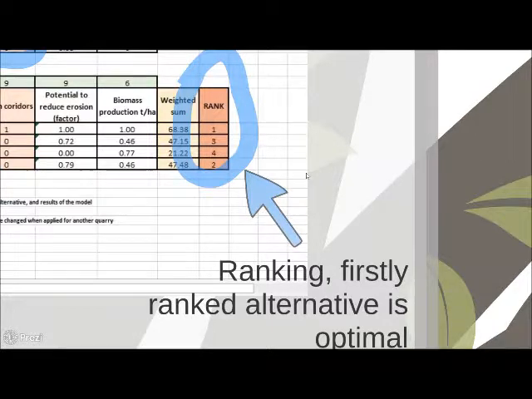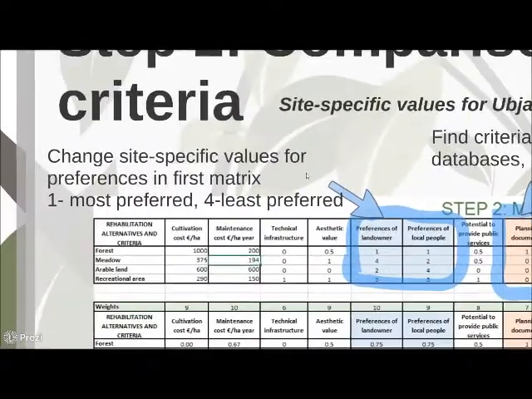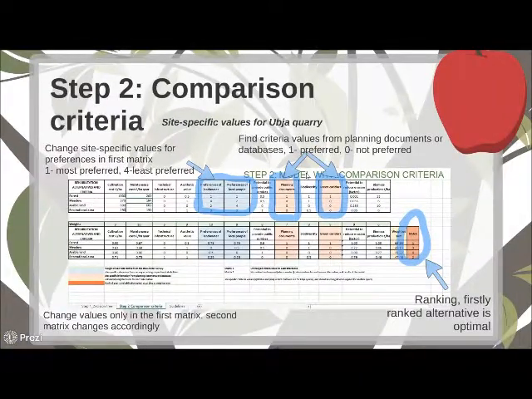There are not big differences with the meadow and recreational land, while the arable land was considered least preferable. So now we know that the forest is the most optimal reuse alternative also for the Ubea quarry. And if you want, you can also change the other values of this comparison criteria, but it should be based on some expert knowledge or scientific literature.